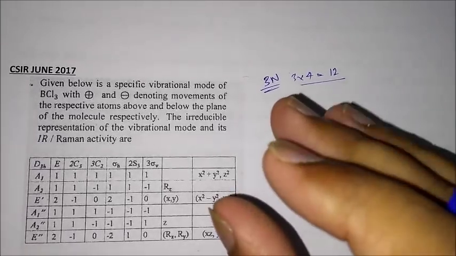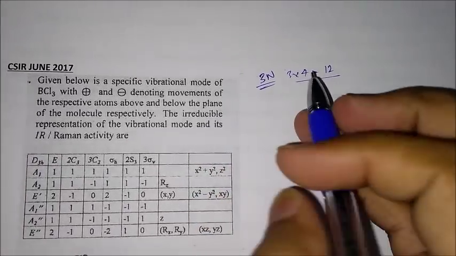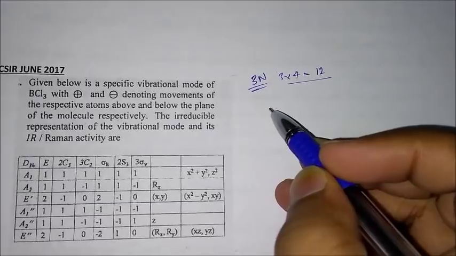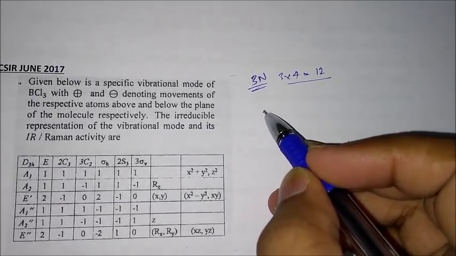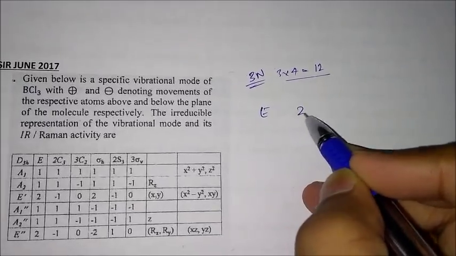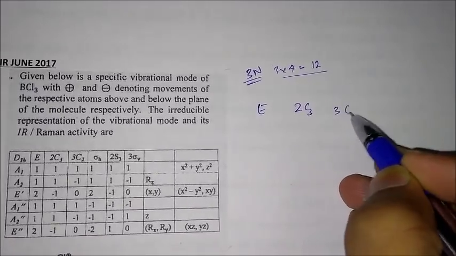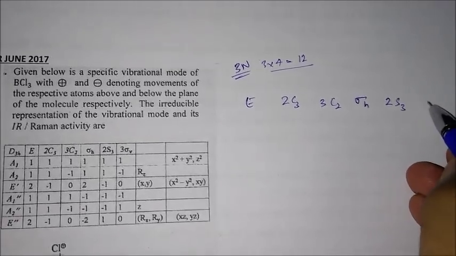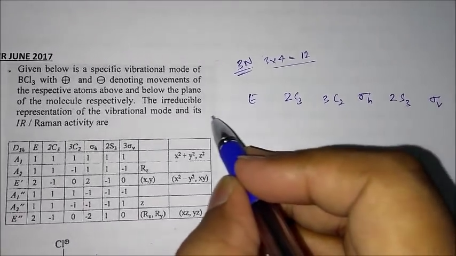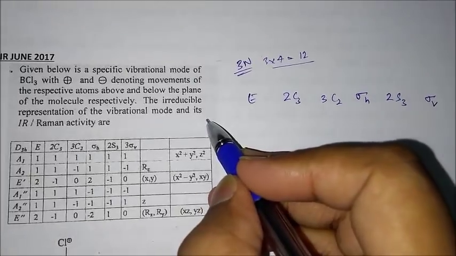First of all, you have to find out the reducible representation, then the irreducible representation. In order to find the reducible representation, you first write the symmetry operations: E, 2C3, 3C2, σh, 2S3, 3σv. Then you write the number of unshifted atoms.